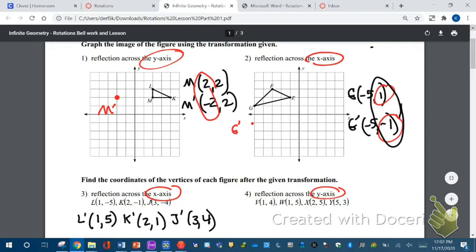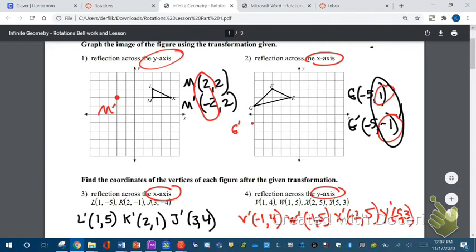So now we can do number 4. V prime, change the sign of your x-coordinate, leave the y-coordinate. W prime, change the sign of the x-coordinate, leave the y-coordinate. You get the idea. It gets a little redundant. X prime is -2, 5. And Y prime would be, running out of room, Y prime would be -5, 3.